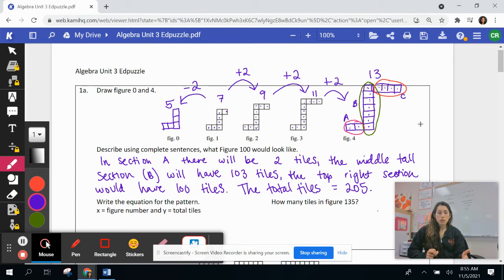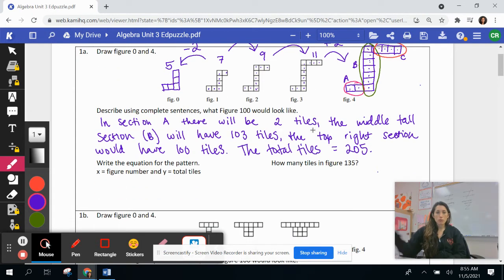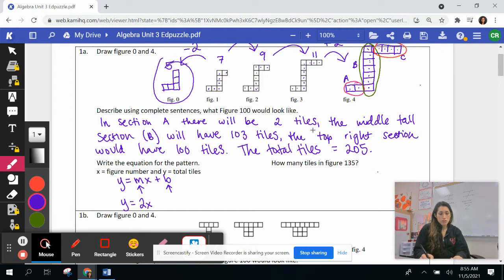Okay. Now we're going to create an equation. So remember, an equation in y equals mx plus b form. The x is the figure number, y is the total number of tiles. So we're going to put this in y equals mx plus b form. We're putting in our slope or rate of change here. We're putting in our 0 figure here. So we've got y equals, and we know we're increasing by 2 tiles every time. We went from 7 to 9 to 11 to 13. So that would be 2x, and our 0th starting value was 5, so 2x plus 5.